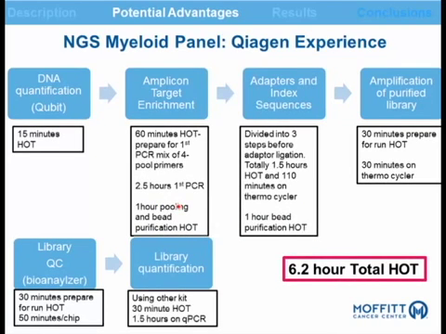So how long did this library take to make? We've had extensive experience with this, and just to quickly go through it, there's a DNA quantification step, an amplicon enrichment step, adapters and indices, a purification step, then a bioanalyzer step, and then a library quantification step, which altogether resulted in over 6 hours of total hands-on time.